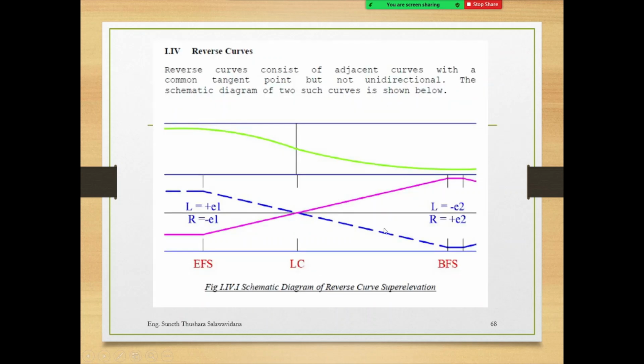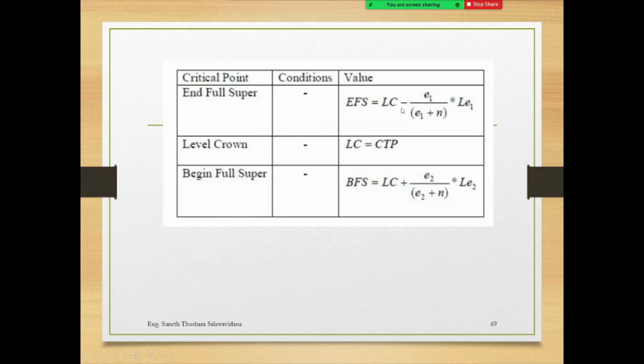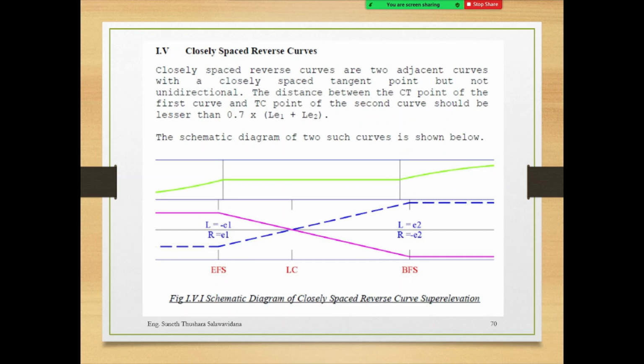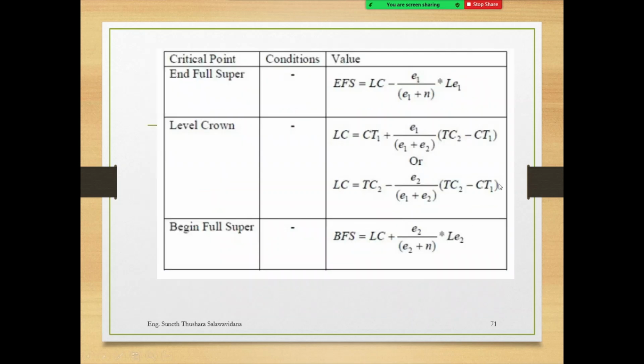And this is for a reverse curve. You know in the reverse curve what happens? This is clockwise direction curve, anti-clockwise direction curve. So the super elevation reverses at what? At which point? At the, you know, the common tangent point, right? And then these are the equations. But we will not ask you question that much deep, right? And then closely spaced reverse curves, right? Here also the equations are different. Okay.